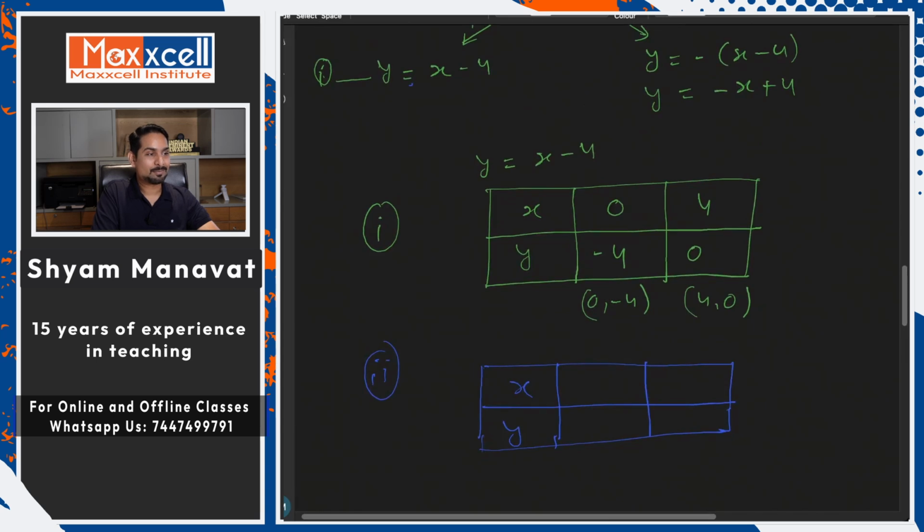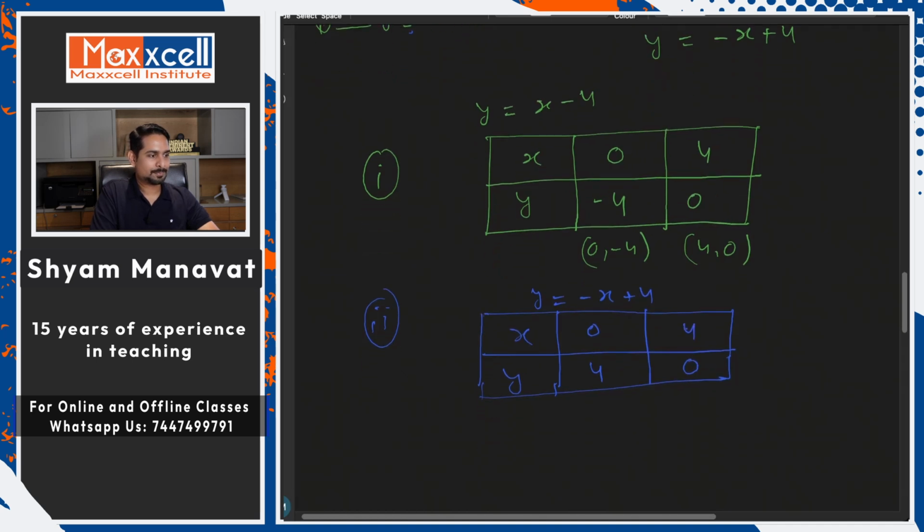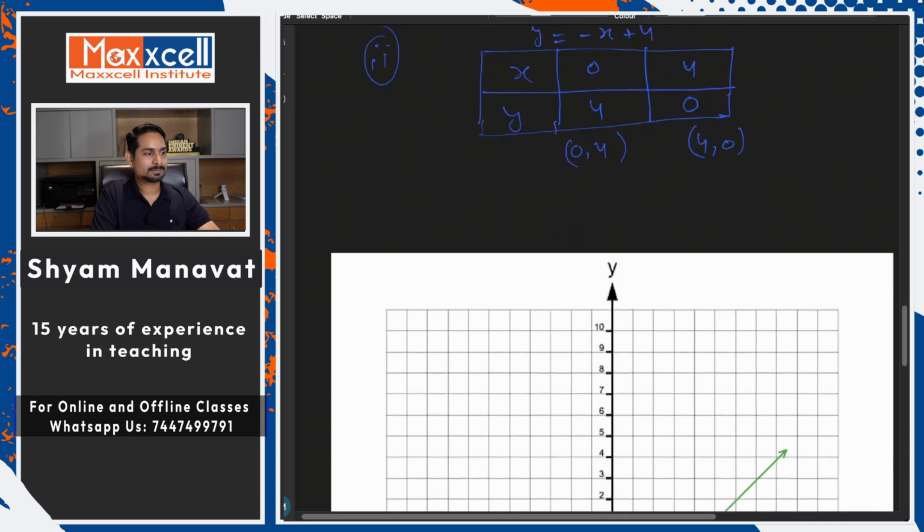presentable. Okay, so y equal to minus x plus 4. Now if you substitute x is equal to 0, you get y equal to 4 here. And if you substitute y equal to 0 here, then x will be equal to 4. So we got 0 comma 4 here and 4 comma 0 here. We got these two coordinates. Let's plot on the graph.